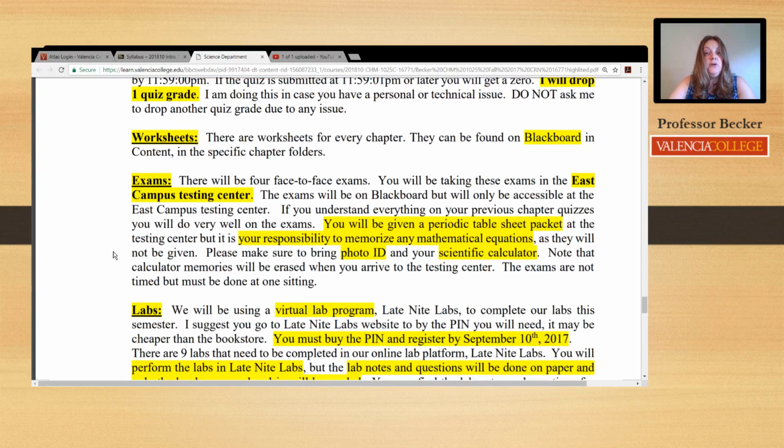Exams. The 4 exams will be taken in the East Campus Testing Center. You will be given a periodic table sheet packet just like the one on our Blackboard site, but it is your responsibility to memorize any mathematical equations. When you have to go to the testing center, please make sure to bring photo ID and your scientific calculator.